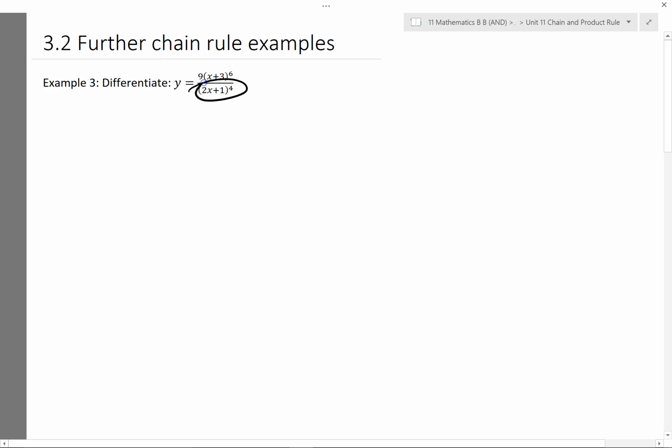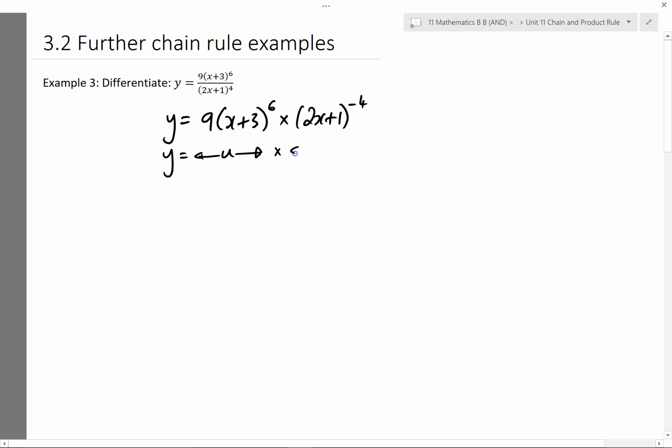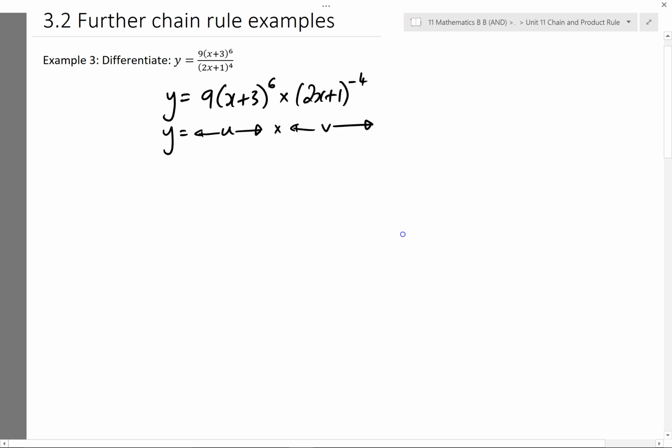Okay, so since I've got something on the denominator, I need to first just modify this so that I don't have a denominator, because I only know how to do things that involve multiplication. So the 2x plus 1 will come up and have a negative power. So my function, this is u multiplied by v. And we'll just roll through the chain rule as per usual. Correction, through the product rule. So u is this function, and v is that function.